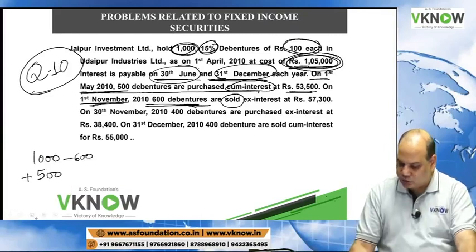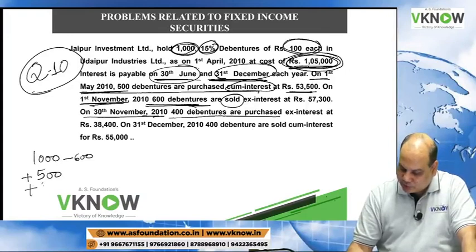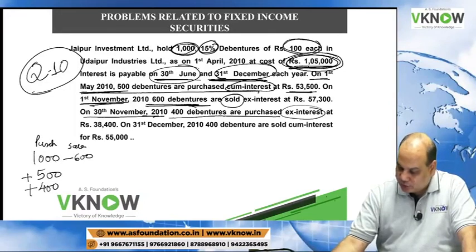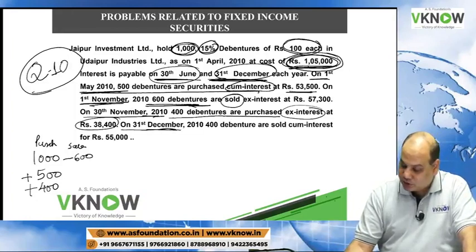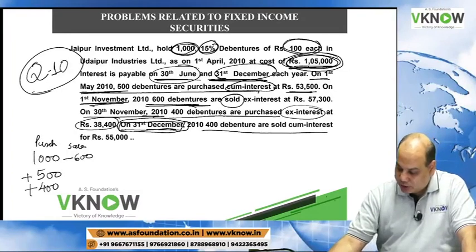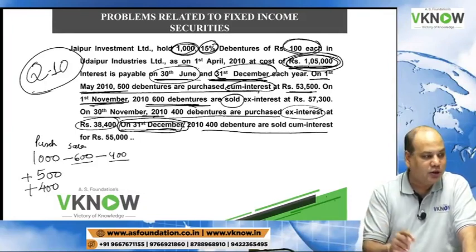600 will be sold out of the opening balance. On 30th November 2010, 400 debentures are purchased, so purchase, sale at ex-interest amount 38,400. Then it says on 31st December, again, 400 debentures are sold. So I will sell it out of opening balance only.